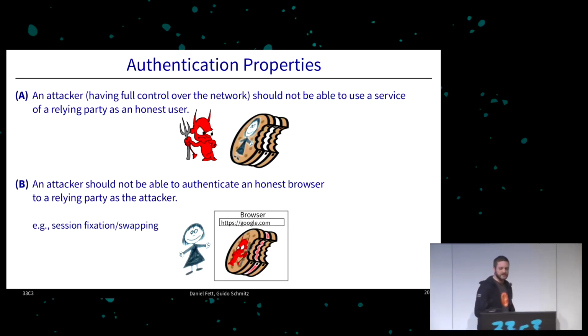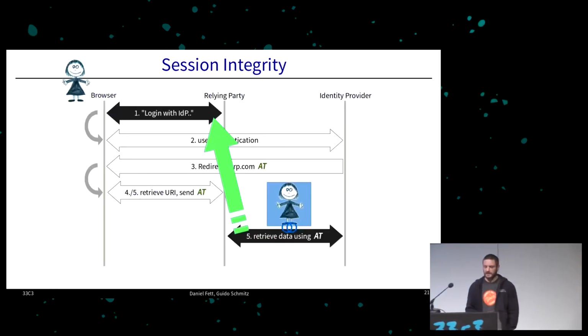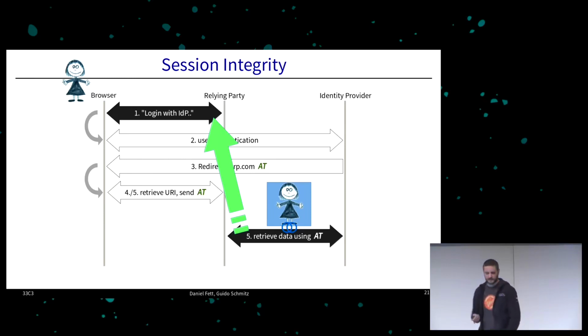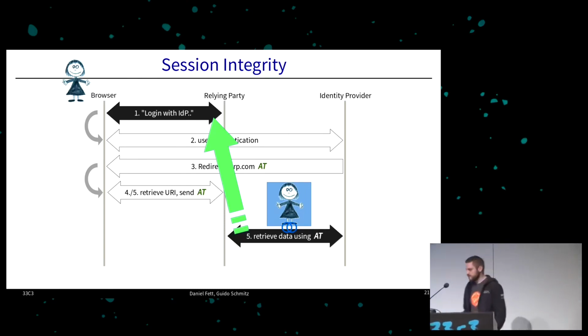Then we also have another property that is important, namely session integrity. Session integrity means that if the relying party acts on Alice's behalf at the identity provider or retrieves Alice's data at the identity provider, then Alice explicitly expressed her consent to log in at this relying party.